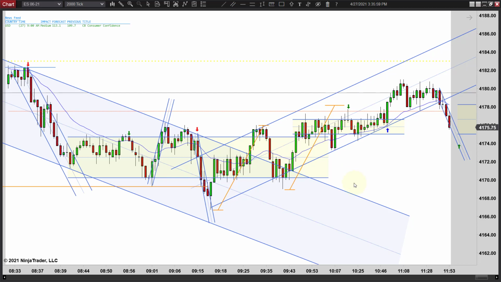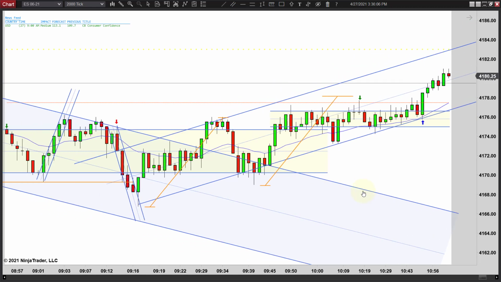The stems are part of the bar. So in order to get a break above the high of this bar, you've got to include that little bit of stem right there. Let me zoom in here a little closer where it's easier to see.